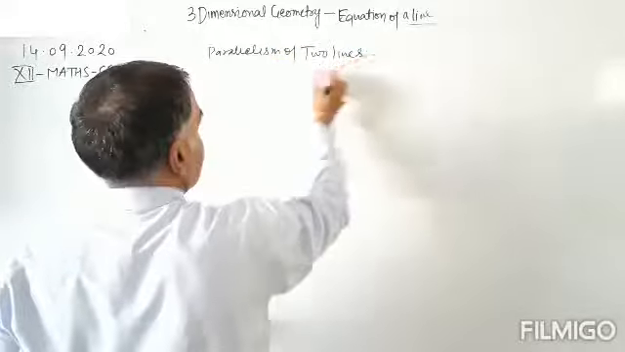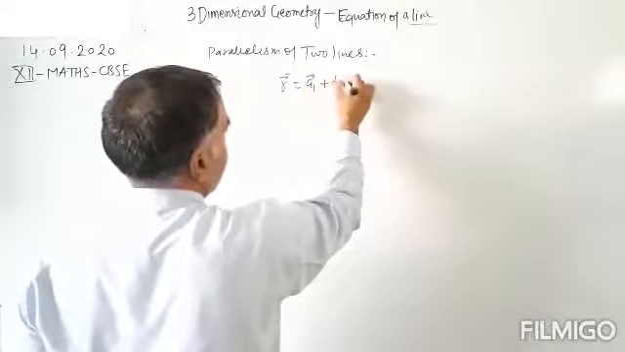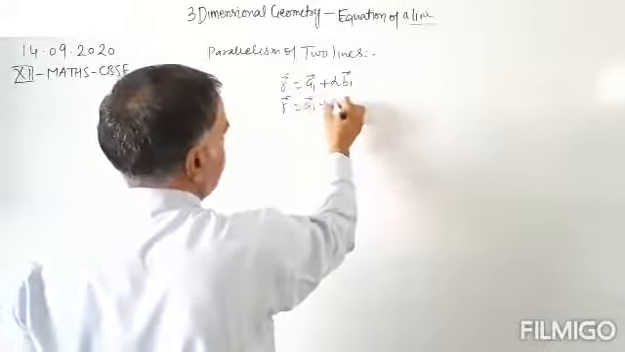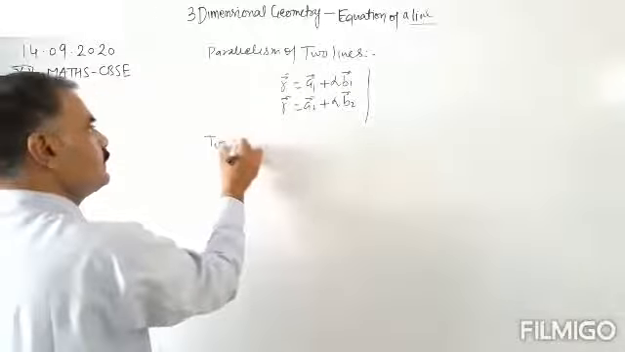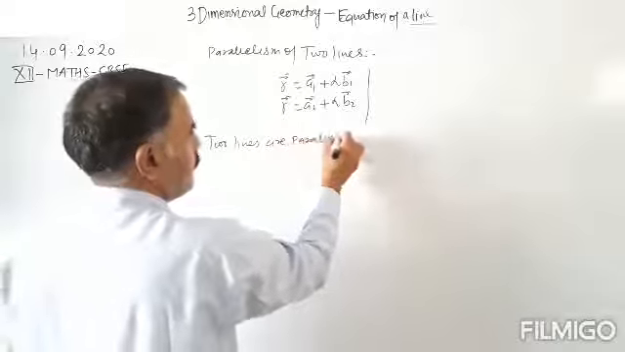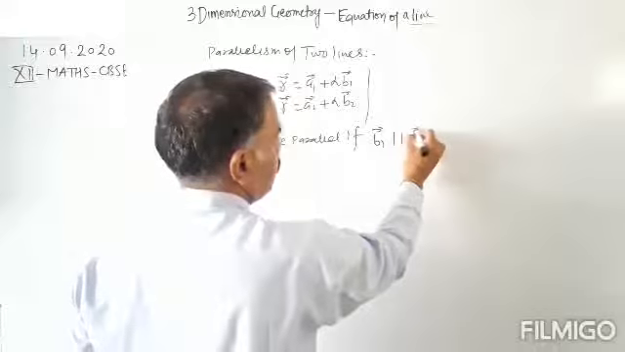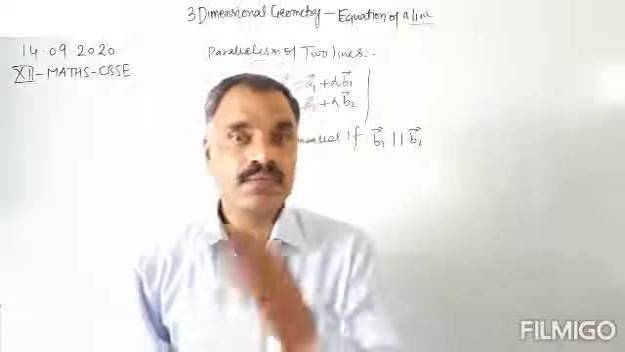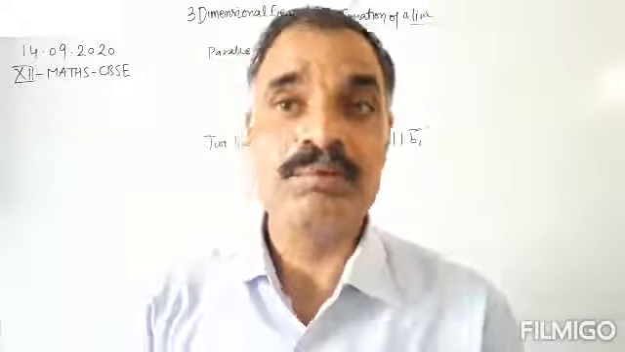The lines are r vector equals a1 vector plus lambda b1 vector, and r vector equals a2 vector plus lambda b2 vector. Two lines are parallel if their directions are parallel, which means b1 vector is parallel to b2 vector.